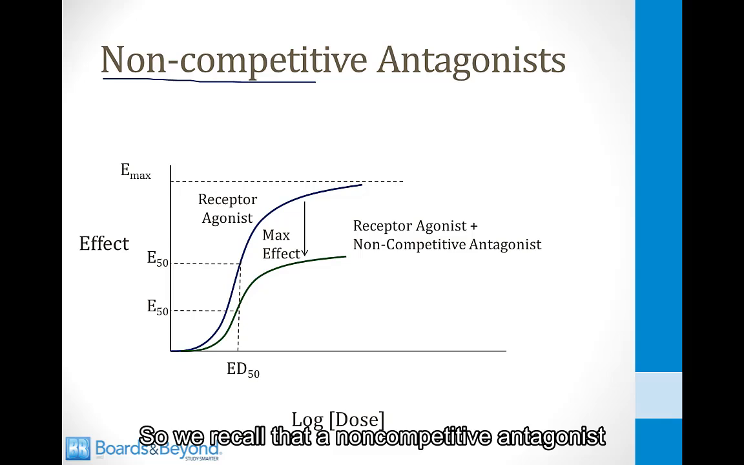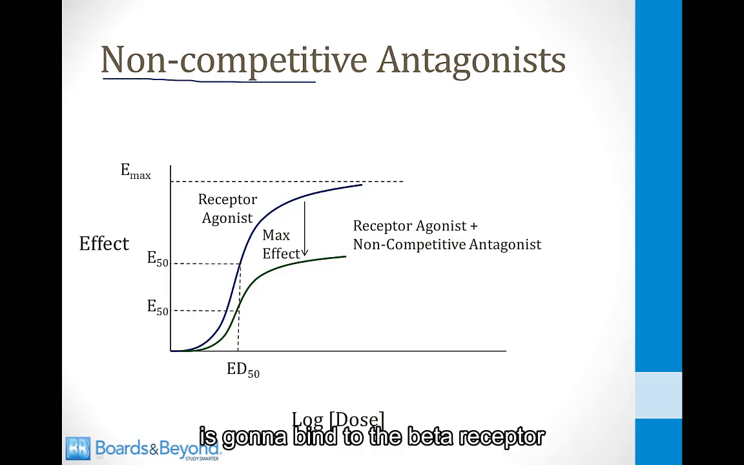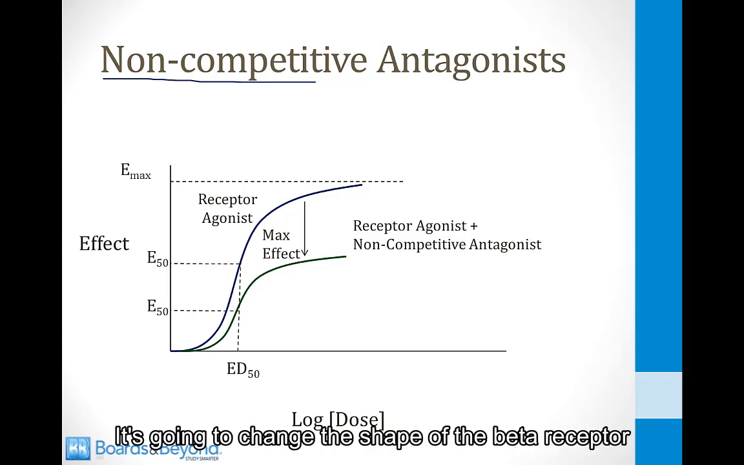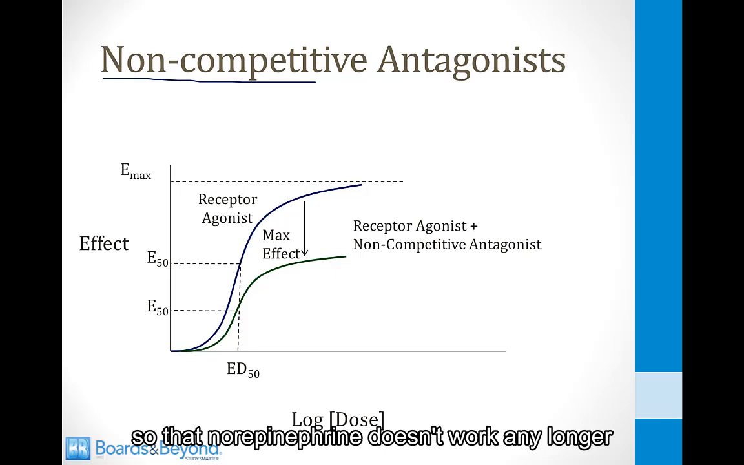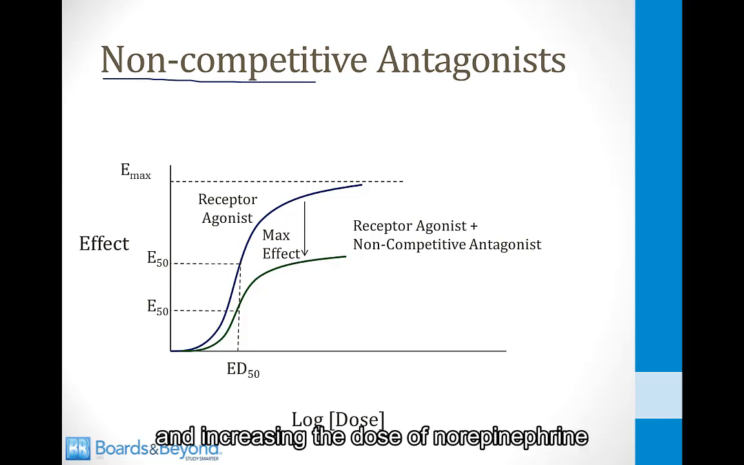So recall that a non-competitive antagonist is going to bind to the beta receptor at a different site from norepinephrine. It's going to change the shape of the beta receptor so that norepinephrine doesn't work any longer. And increasing the dose of norepinephrine cannot overcome this effect. That's an important point to understand.